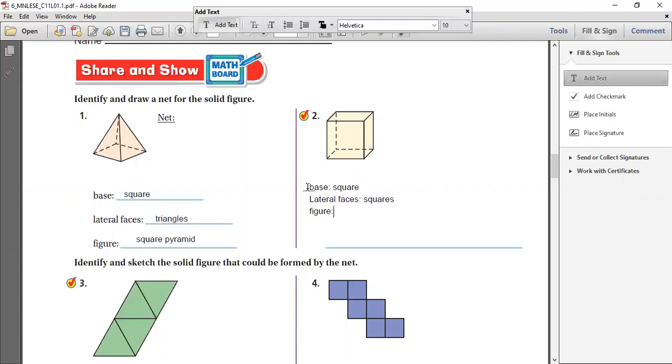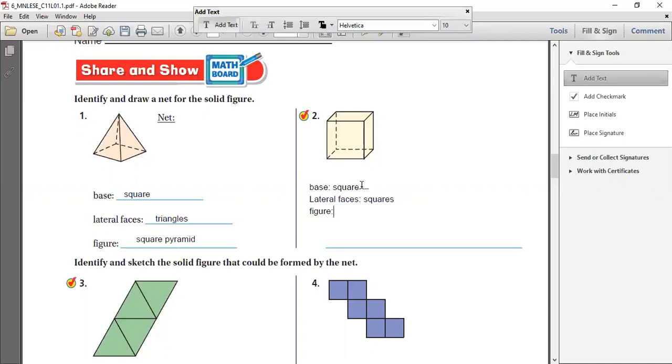Fine. So what is the name of the figure going to be? Can we say it's a pyramid? No, we cannot say pyramid because the lateral faces are not triangles. Only if the lateral faces are triangles, it's a pyramid, but here they are squares. So what name can we give for this? If it's not a pyramid, it's a prism.